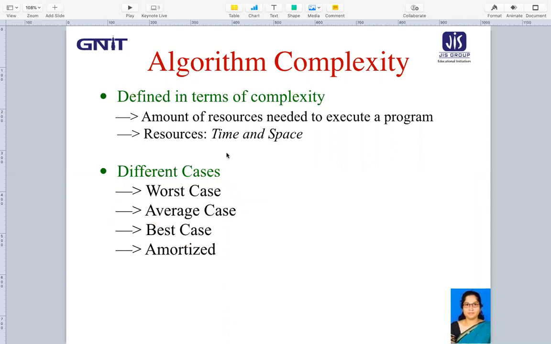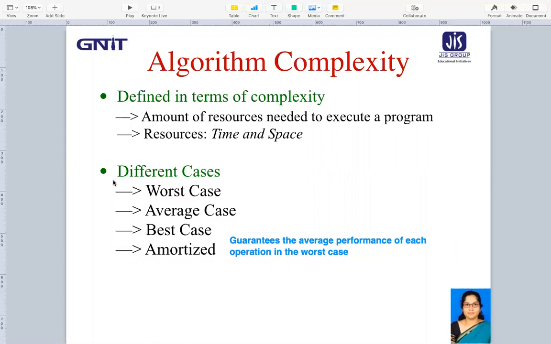So it basically guarantees the average performance. So amortized analysis guarantees the average performance of each operation in the worst case. So this is the amortized.